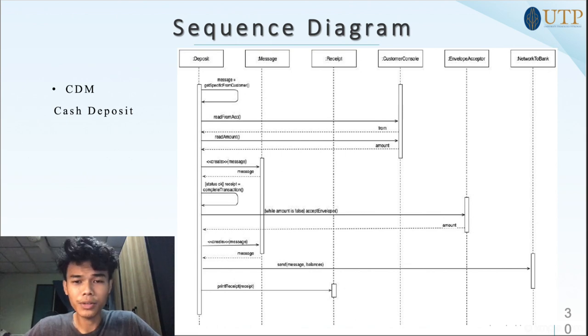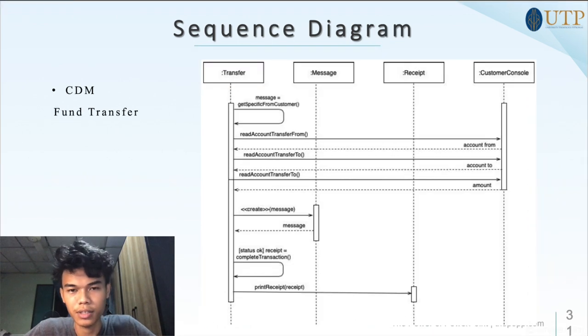After all that, it will open the envelope acceptor and accept the money, and will calculate the total amount of money that is going to be deposited into the account. After that, it will send the message and also the balance to the network to bank class, in which it will send a message to the user about the total amount that has been inserted into their bank account, and then it will print a receipt. Next is the sequence diagram of the fund transfer.